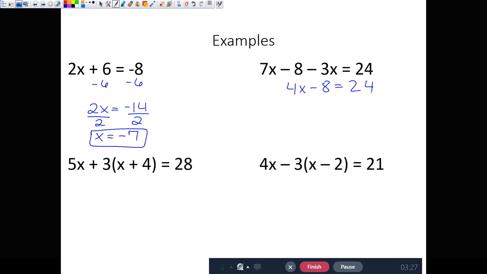Okay. Now I'm going to move my constant to the other side. This is a negative 8, so I'm going to add 8 because we'll make it 0. That's what we're trying to do. Get rid of it. Eliminate it. They're inverses of each other. So what's 28 plus 8? Or 24 plus 8, I'm sorry. 32. Okay, then I'm going to divide by 4. So x is going to equal 8.